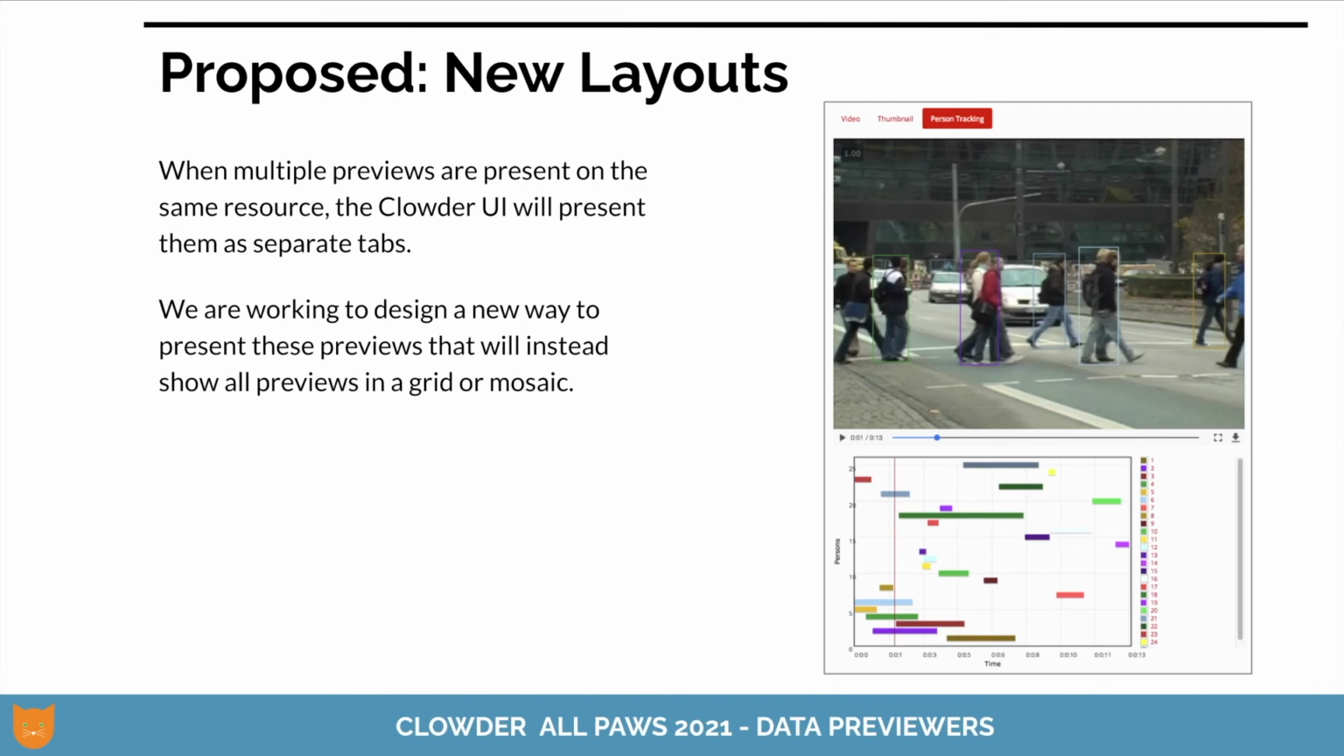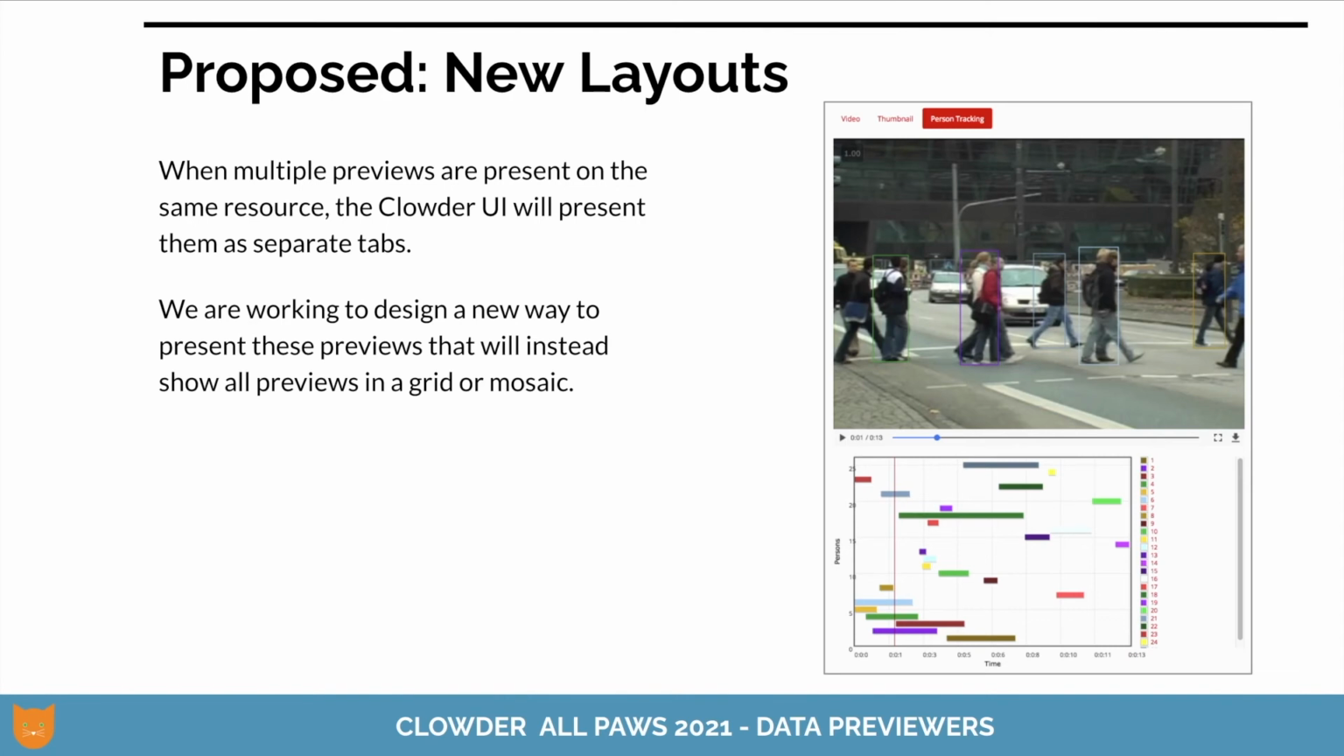Ideally, when multiple previews are present, we could create a mosaic of all the available previews, or allow the user to set a default preview that suits their needs. This is a deceptively difficult problem because some of the previews actually encompass all of this data already. For example, our person tracking extractor that we saw earlier.